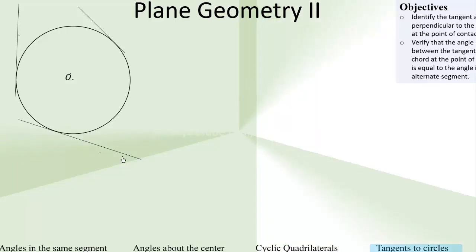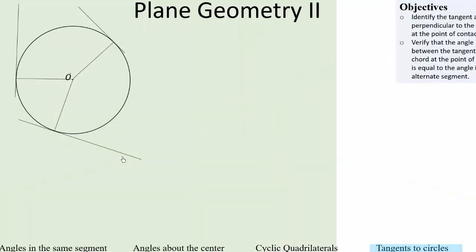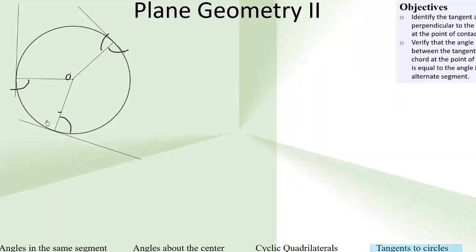When we draw a straight line from the center O to meet the tangent, these straight lines are radii. Now, what is the angle between the tangent and the radii? What is that angle? That is what we want to find out.